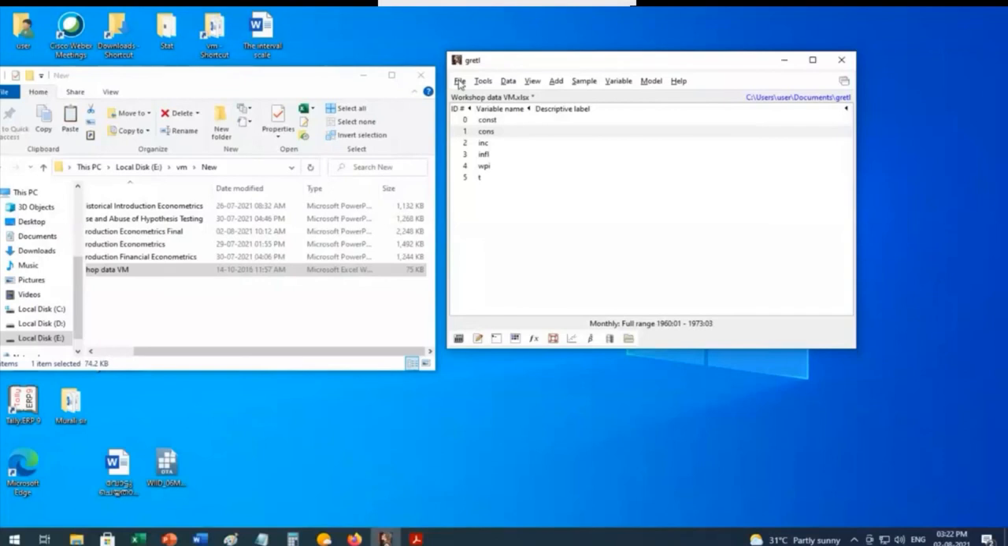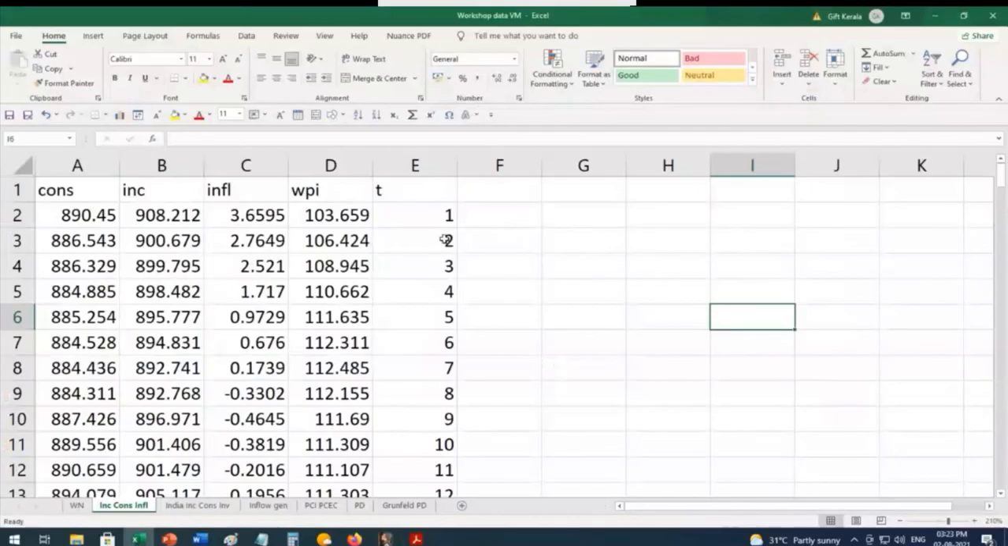See, these are the variables: consumption, income, inflation, WBI. Oh, this T. This T is time. Yes, T we use for time. See, 1, 2, 3, 4, 5, 6, 7, 8. So this is the time. Okay, this is the time variable T. I should have written time.